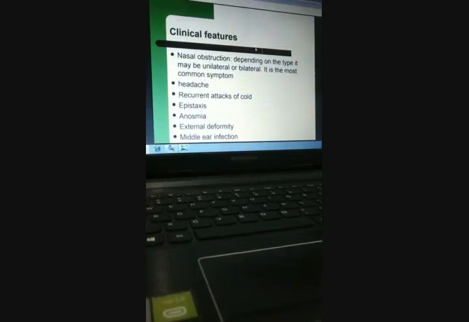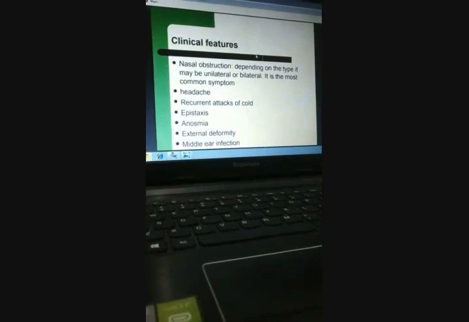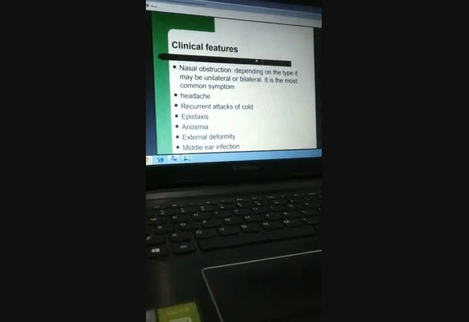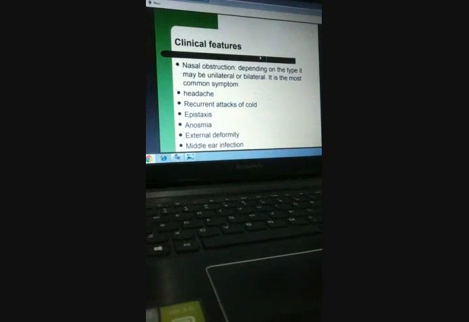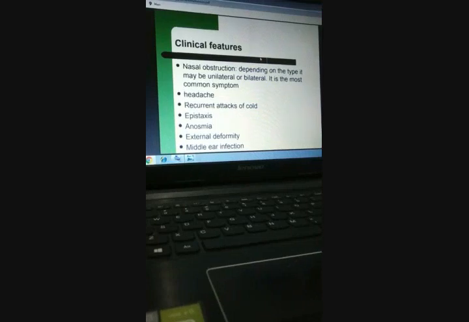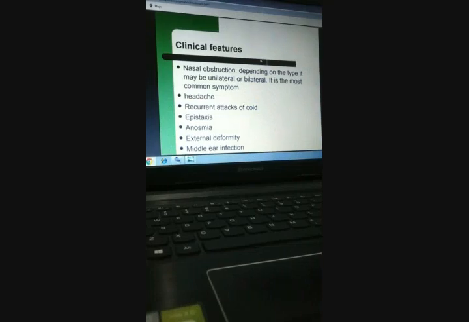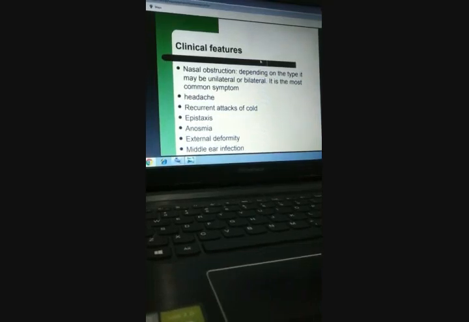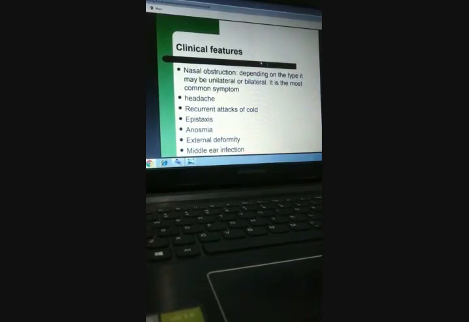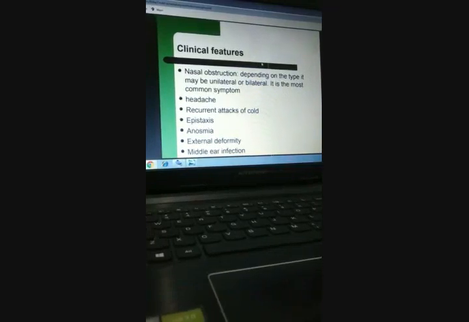With posterior rhinoscopy, we can see whether the choana is free or there is some sort of obstruction due to a polyp or any atresia in children. Endoscopy is the best method to ascertain the site of obstruction and assess the posterior part also.